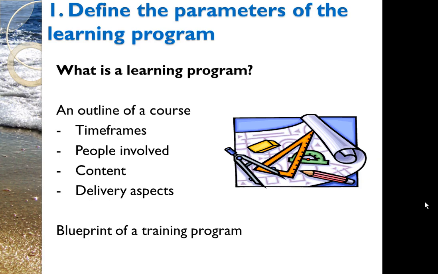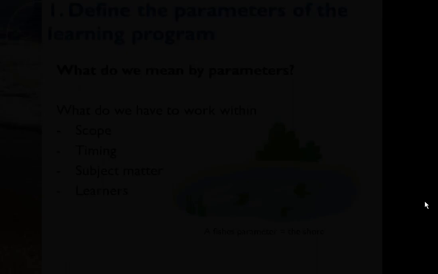Before we get into element one, we need to understand what is a learning program. It's an outline or framework, if you like, of a course, and it considers things like time frames, the people involved, the content, delivery aspects or methods of delivery. So it's your blueprint of a training program.